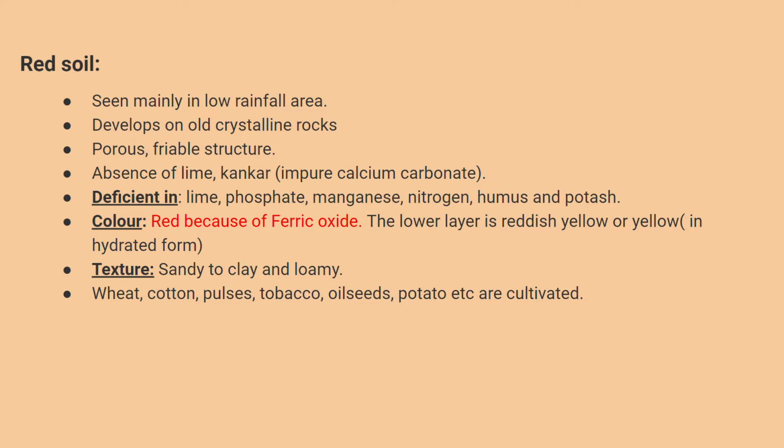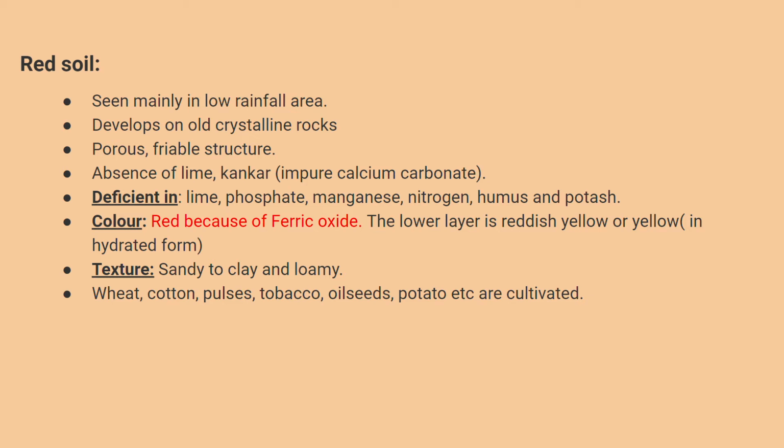It has an absence of lime and impure calcium carbonate, and it is deficient in lime, phosphate, manganese, nitrogen, humus and potash, all the important components. What you have to remember about red soil is why it is red in color. This question has been asked many times in board exams. Why is red soil red in color?